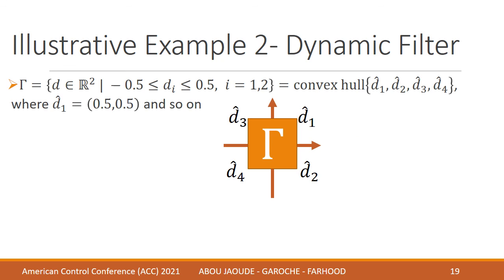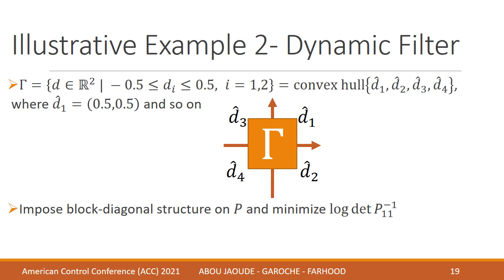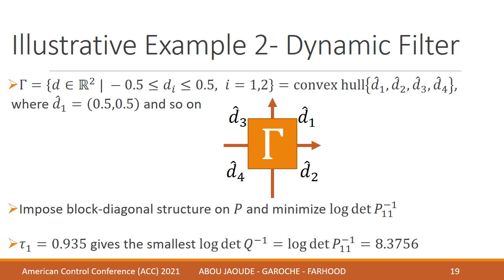The set gamma is taken as the set of vectors in R2 whose components are between -0.5 and 0.5, and thus can be expressed as the convex hull of its vertices d hat 1 through d hat 4. In this example, we solve for a block diagonal positive definite matrix P that satisfies the inequality in Theorem 1. Tau1 equal to 0.935 gives the minimum volume ellipsoid EQ.